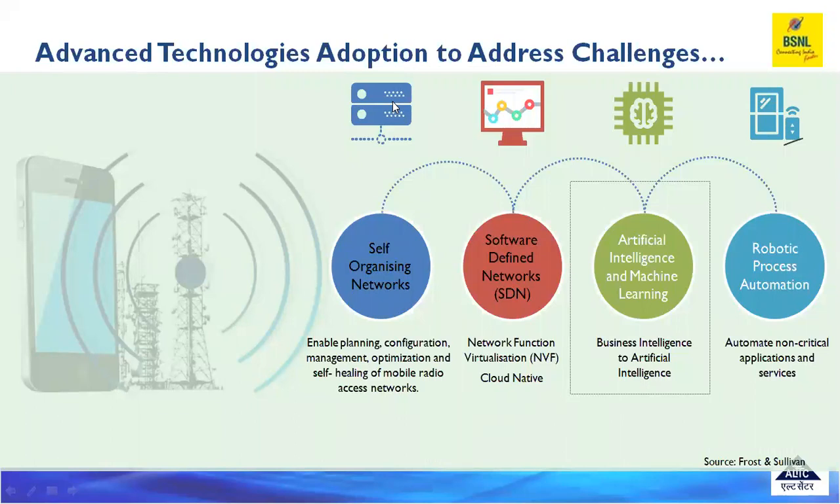Okay, now, is that clear, or any doubt? What basically is SON? It enables planning, configuration, management, optimization, and self-healing of mobile radio access networks or any network. That is an intelligent, self-organized, self-configured network. SDN. What is SDN?